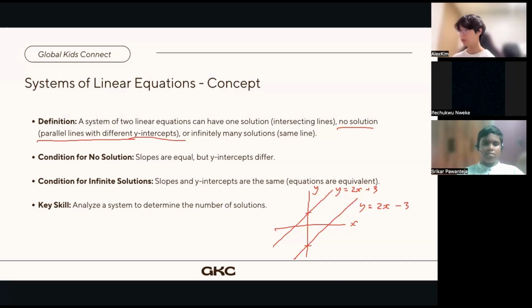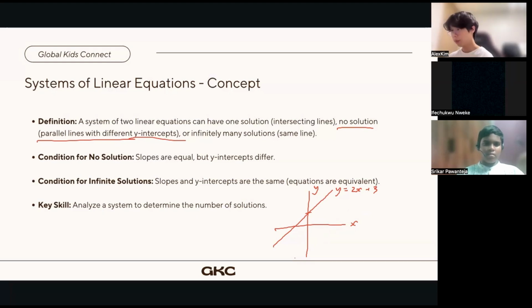And in this situation, when asked for a solution, we say that there is no solution because there are no points at which the two lines intercept each other. Now, the opposite of this is when two lines are the same line.